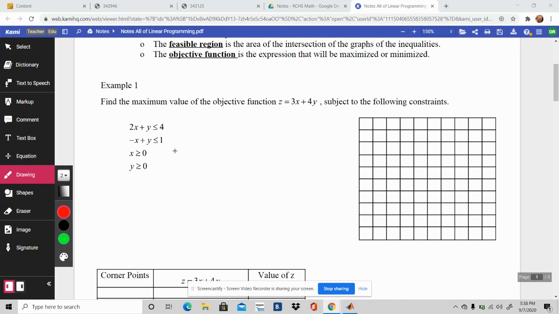So what we need to do is graph these constraints to start off with. With application problems, you're almost always going to see these two constraints right here. Why? Because if we're doing application problems, you're probably not going to be able to have negative values for whatever your variables represent. So what this means is that we're just going to be in quadrant 1.